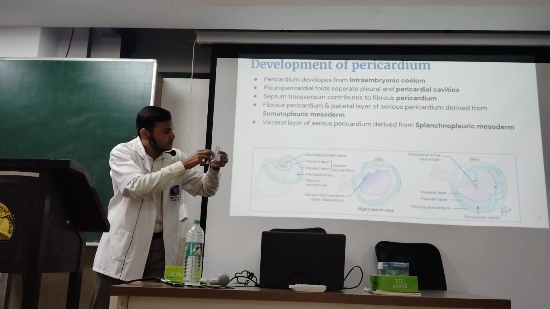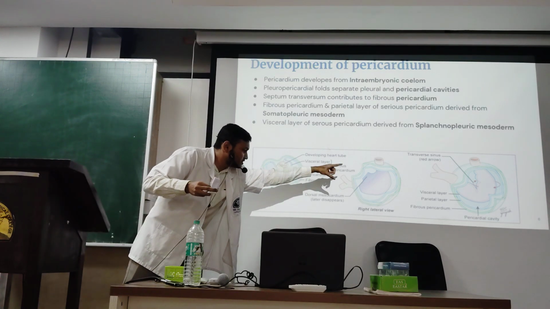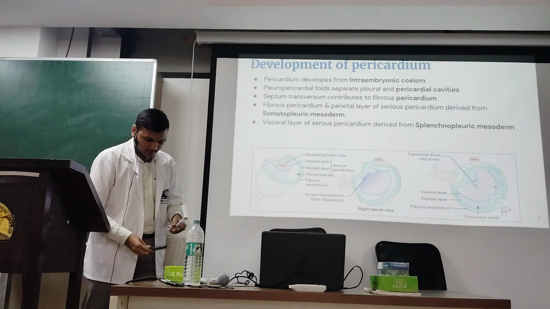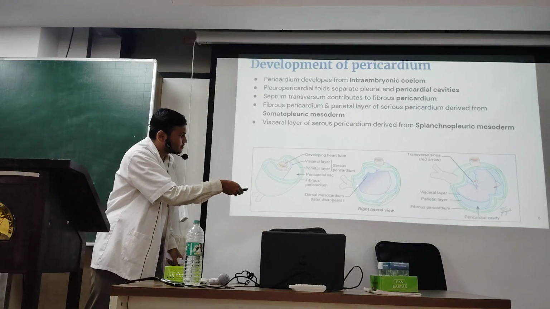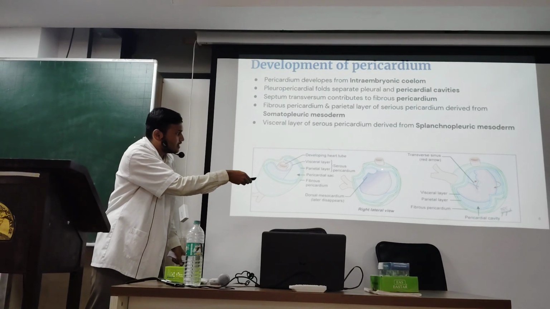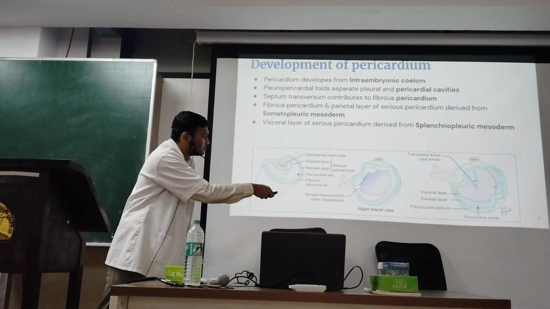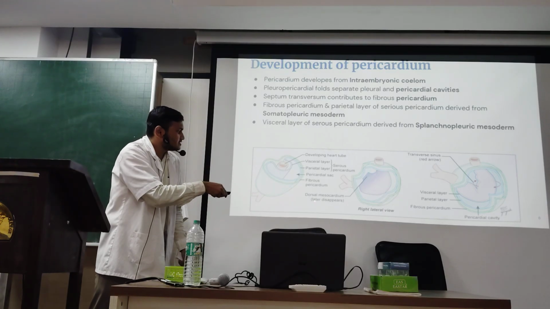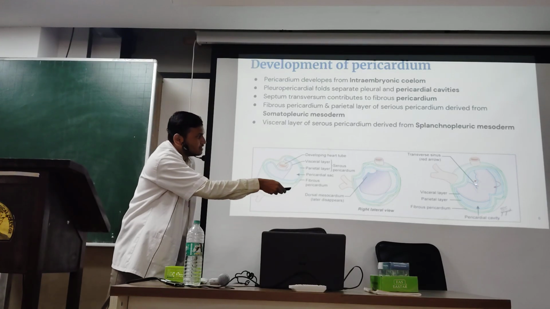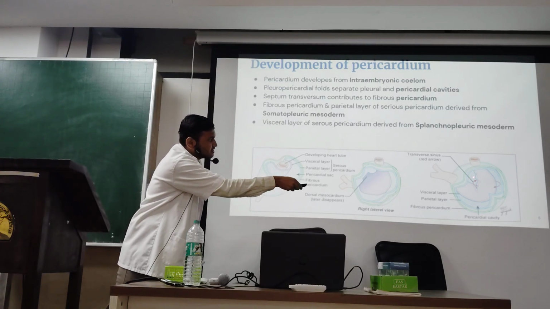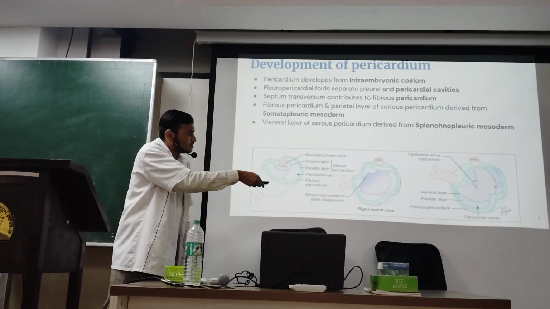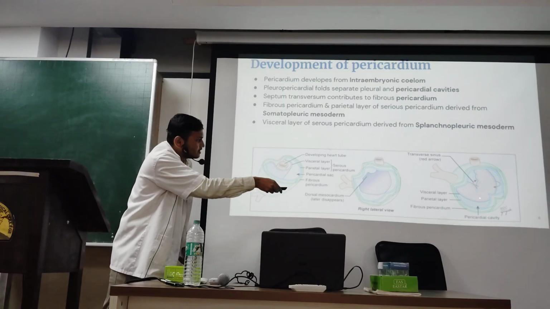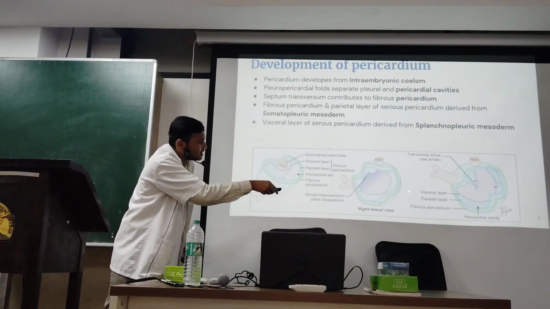You can see there is a dorsal mesocardium which is connecting the arterial end and the venous end of the heart in the embryonic stage, and later it disappears, leaving a space here called the transverse sinus. So we will discuss the sinus later. So you can see the visceral layer and parietal layer, they both are formed, and the fibrous pericardium.